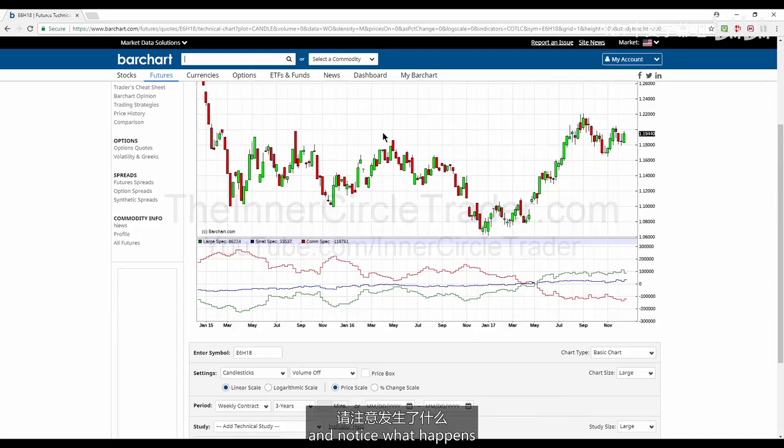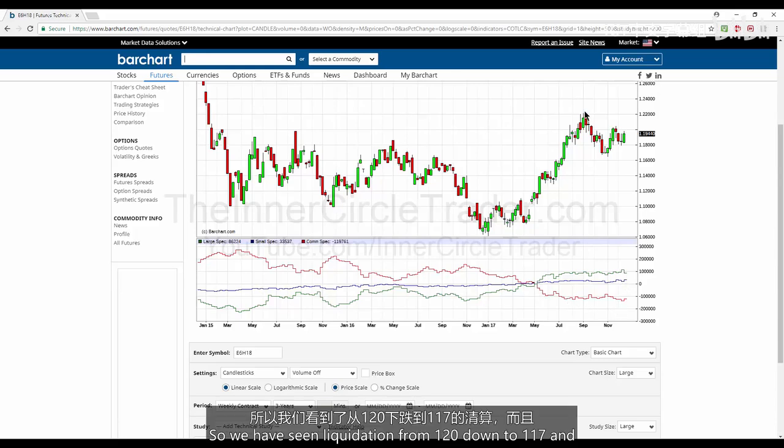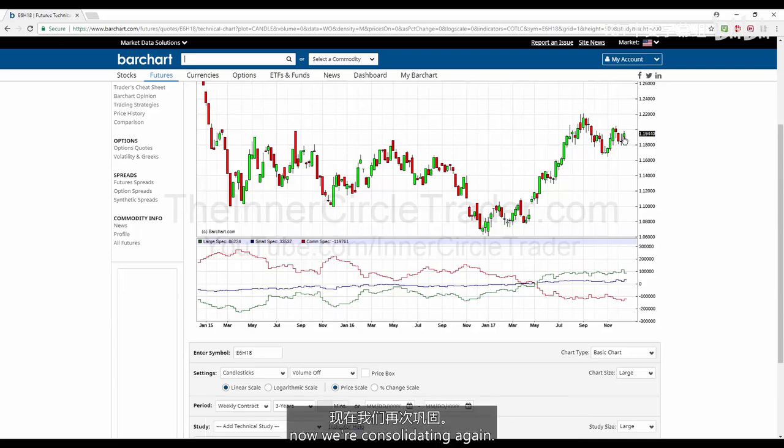And notice what happens when we get above these equal highs here. We have this high, we have this high. Draw that out in time. That's the 120 big figure. They're net short at that time. Okay, so we have seen liquidation from 120 down to 117. And now we're consolidating again.